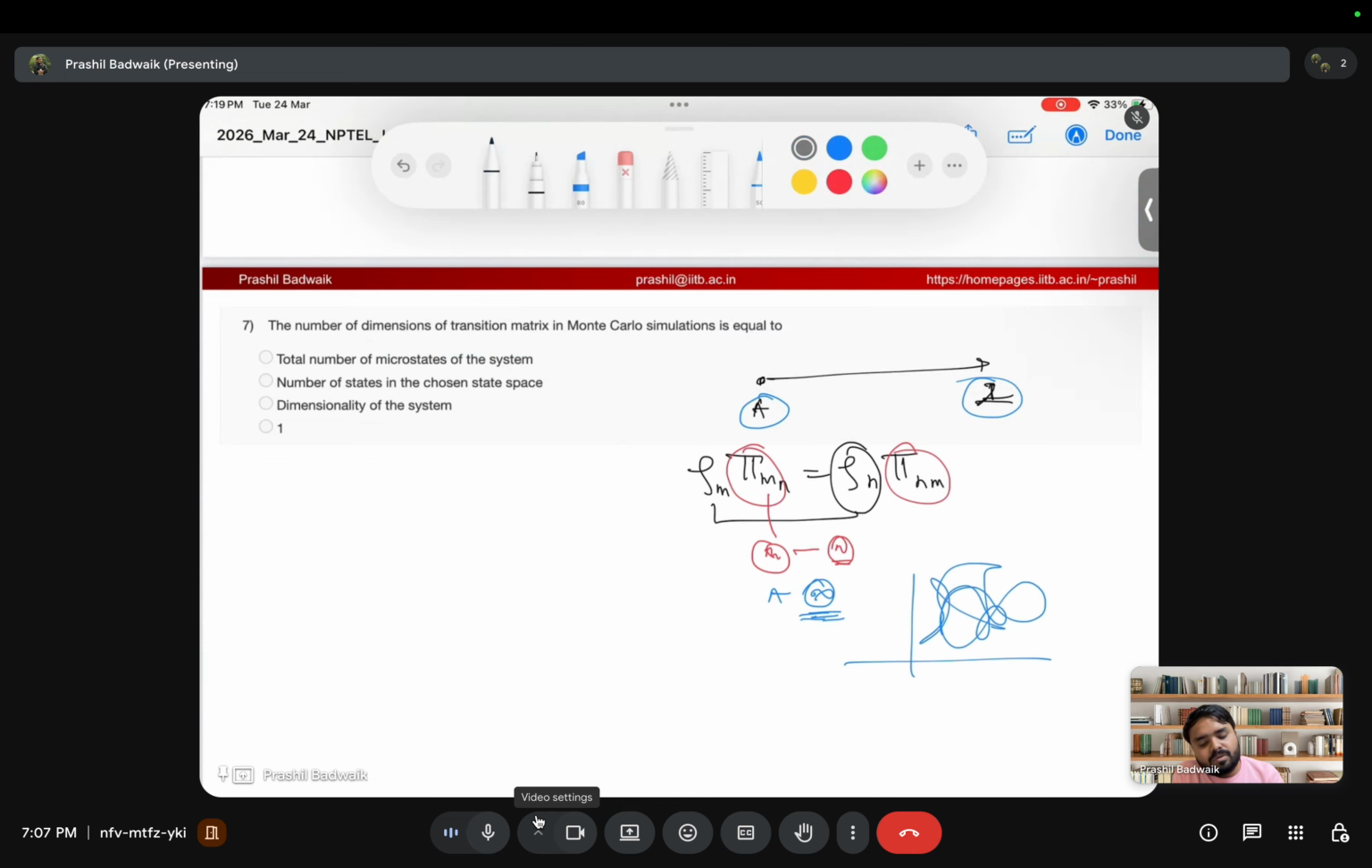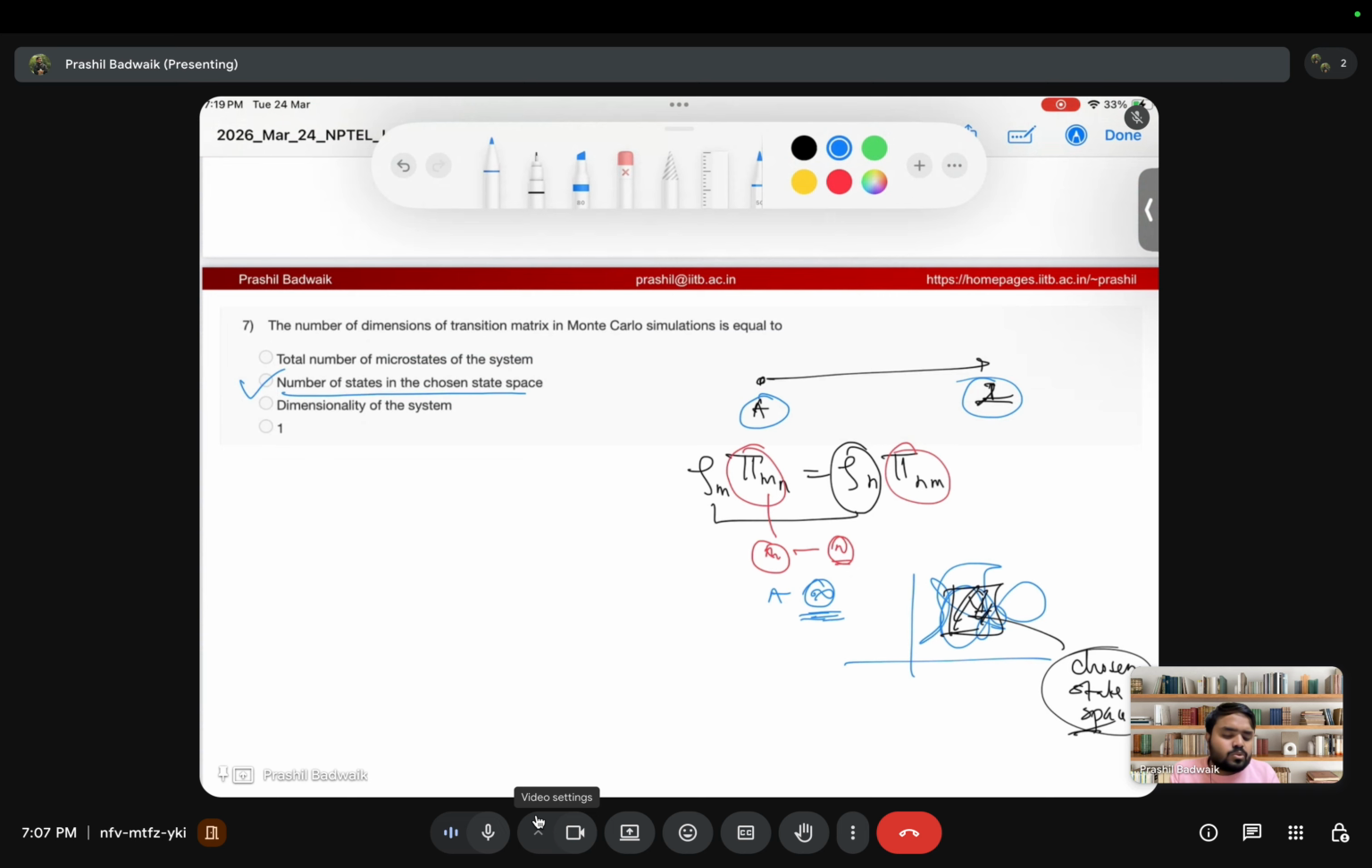But we know that we cannot sample all the microstates, and that's where, if this is my phase space, we'll consider some important zone. This is a chosen state space which we are trying to sample, because we cannot sample the entire phase space. That's why we can go to any state within that chosen state space. So option B is correct.